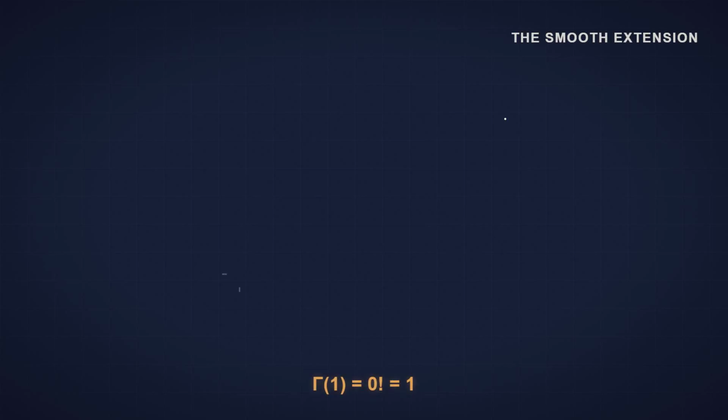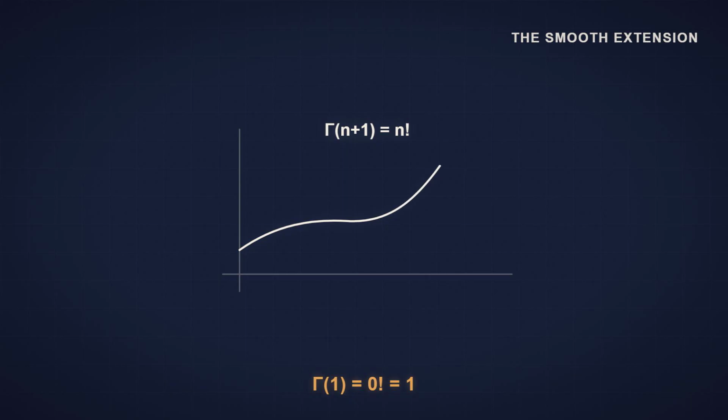Factorial can even be extended between the whole numbers. The gamma function draws a smooth curve through the factorial values, shifted by 1. Gamma of n plus 1 equals n factorial. At n equals 0, this says gamma of 1 equals 0 factorial. Gamma of 1 is the area under e to the negative t from 0 to infinity. That area equals 1 exactly. So the continuous extension lands on the same boundary value.